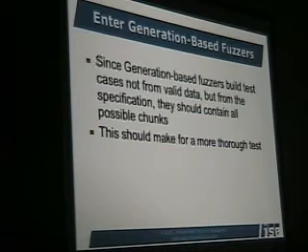So enter generation-based fuzzers. If you read the RFC, you know every single chunk. I'm cheating a little bit. I read the RFC. If you read the RFC, you know every single type of element that can possibly occur inside of a PNG. So you can write images that have every single element possible. So in theory, you should be able to test more code that way, and you should do better. And in fact, that's the case.